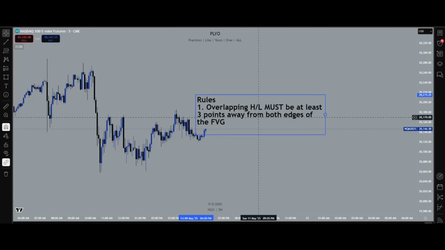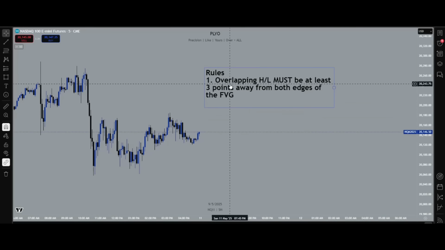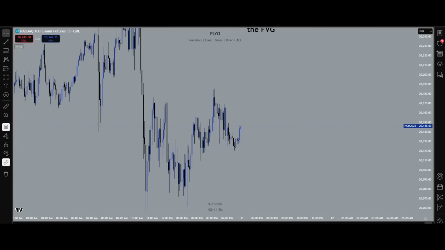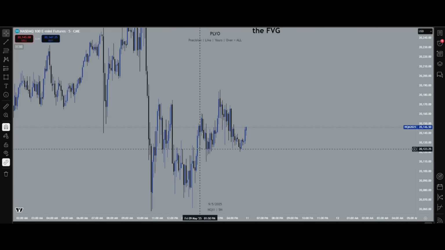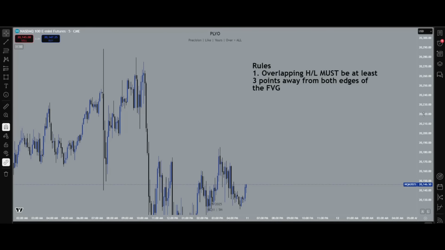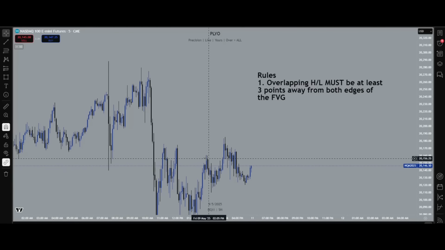So we have our rules right here. Rule number one, it's very simple. The overlapping high or low must be at least 3 points away from both of the edges of the FEG. Simply what this means is that when you're looking for a TnS setup, whatever high or low you're looking for has to be 3 points away from the edge. So first I'm going to show you examples of what it looks like, and then what we're not looking for.